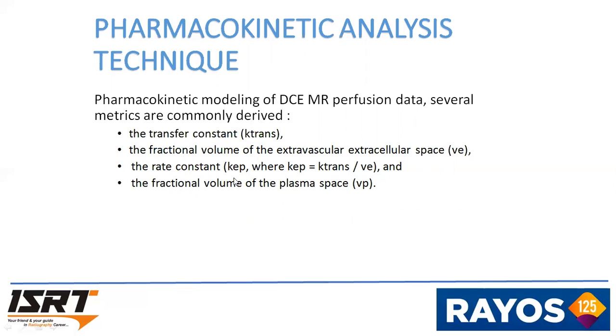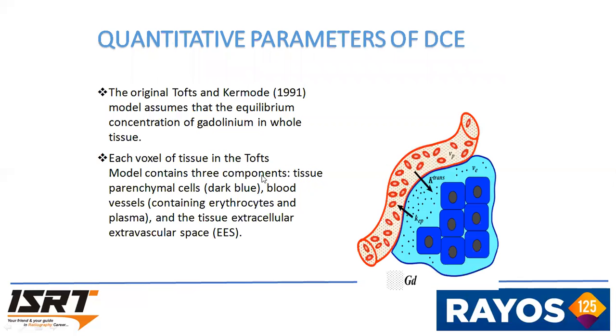the rate constant is KEP, and the fractional volume of the plasma space is VP. These are the quantitative parameters of the DCE. This is a tissue where this is the parenchymal cells, and containing erythrocytes and extracellular space.